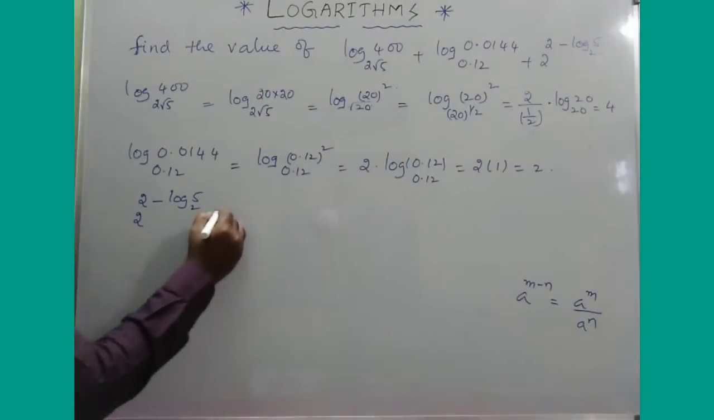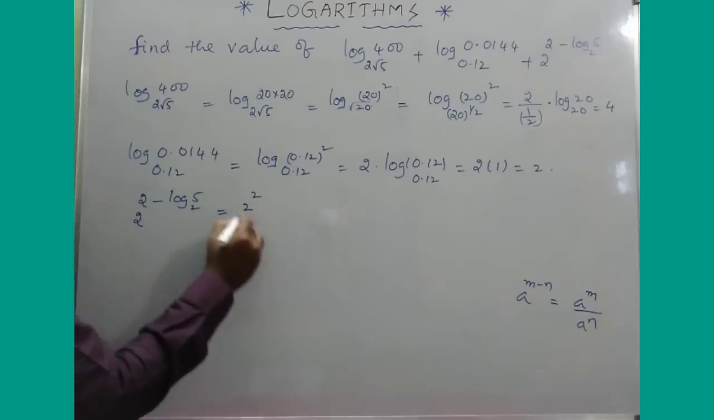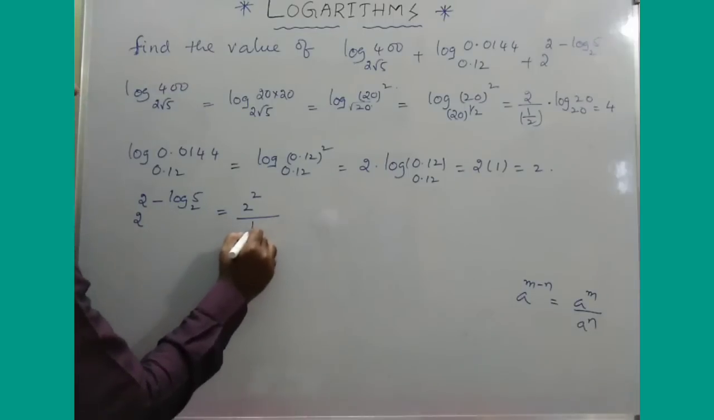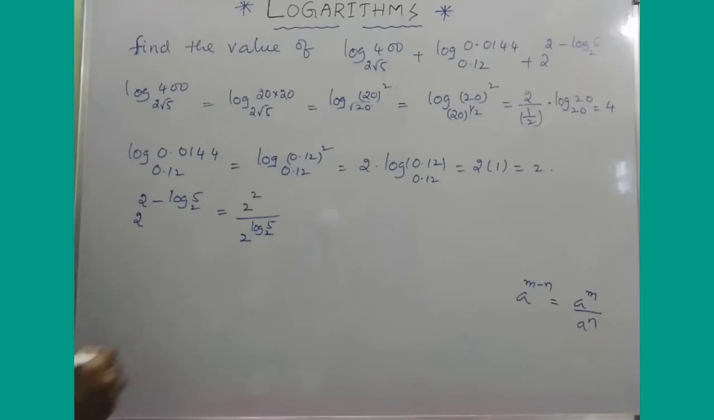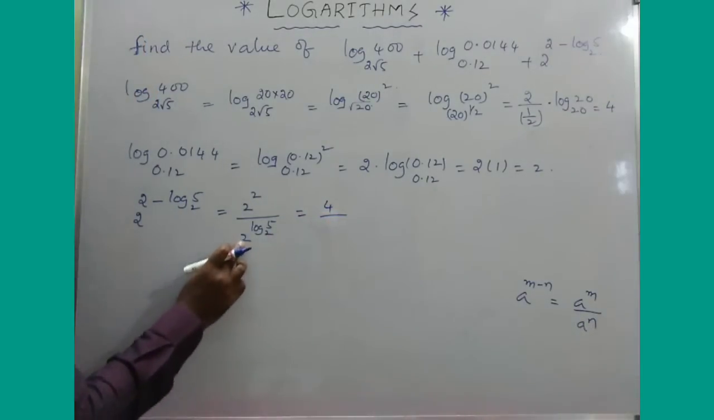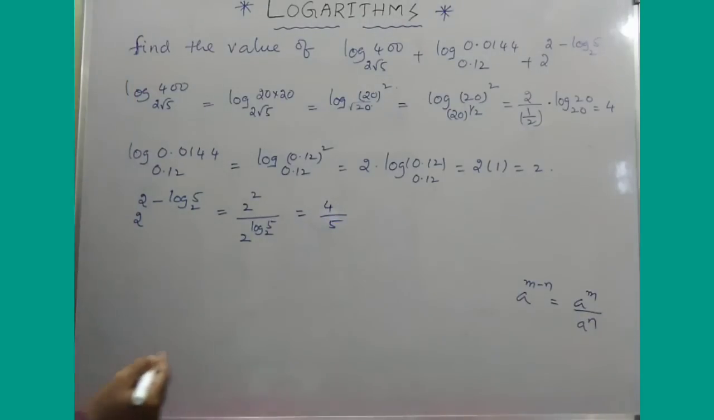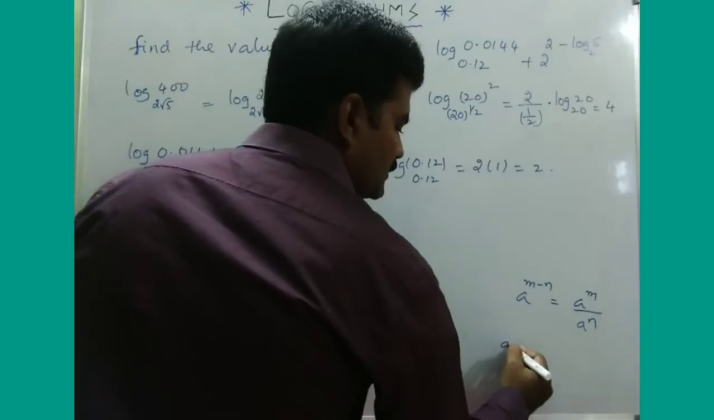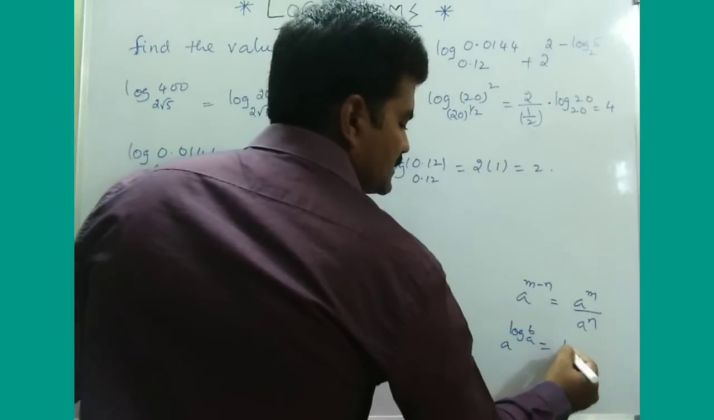So according to that, this is 2 to the power of 2, I mean a to the power of m, by 2 to the power of log 5 to the base 2. So you know, 2 square, which is 4, and 2 to the power of log 5 to the base 2 value is nothing but 5 according to the identity. See, a to the power of log b to the base a is equal to b.